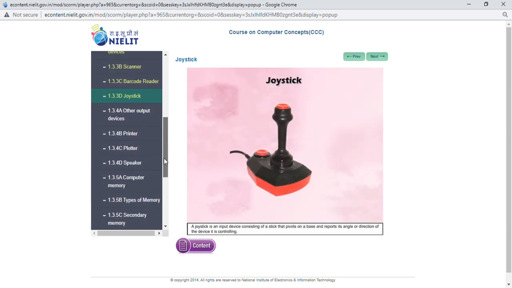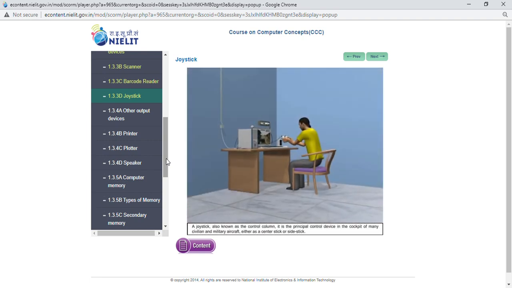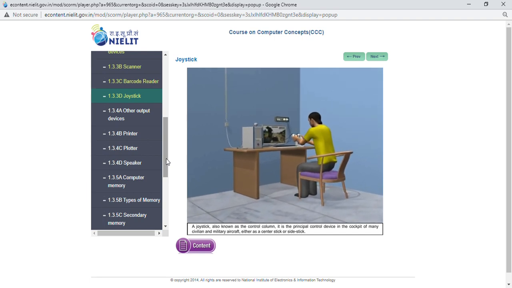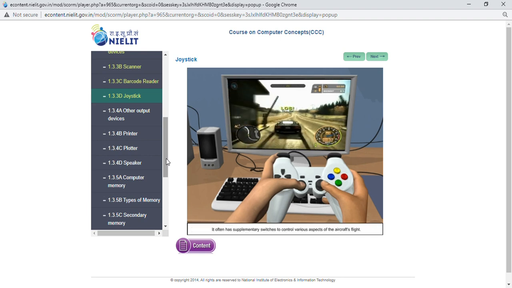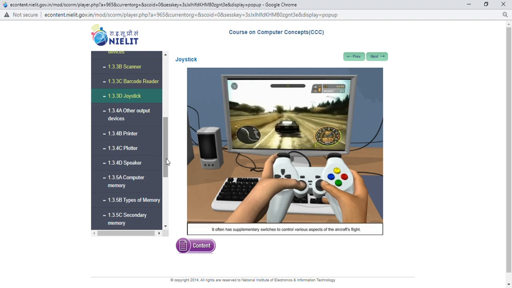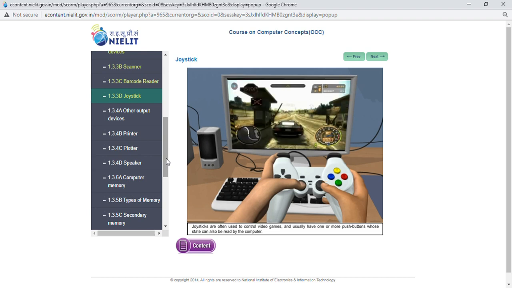Joystick. A joystick is an input device consisting of a stick that pivots on a base and reports its angle or direction to the device it is controlling. A joystick, also known as the control column, is the principal control device in the cockpit of many civilian and military aircraft, either as a center stick or side stick. It often has supplementary switches to control various aspects of the aircraft's flight. Joysticks are often used to control video games and usually have one or more push buttons whose state can also be read by the computer.